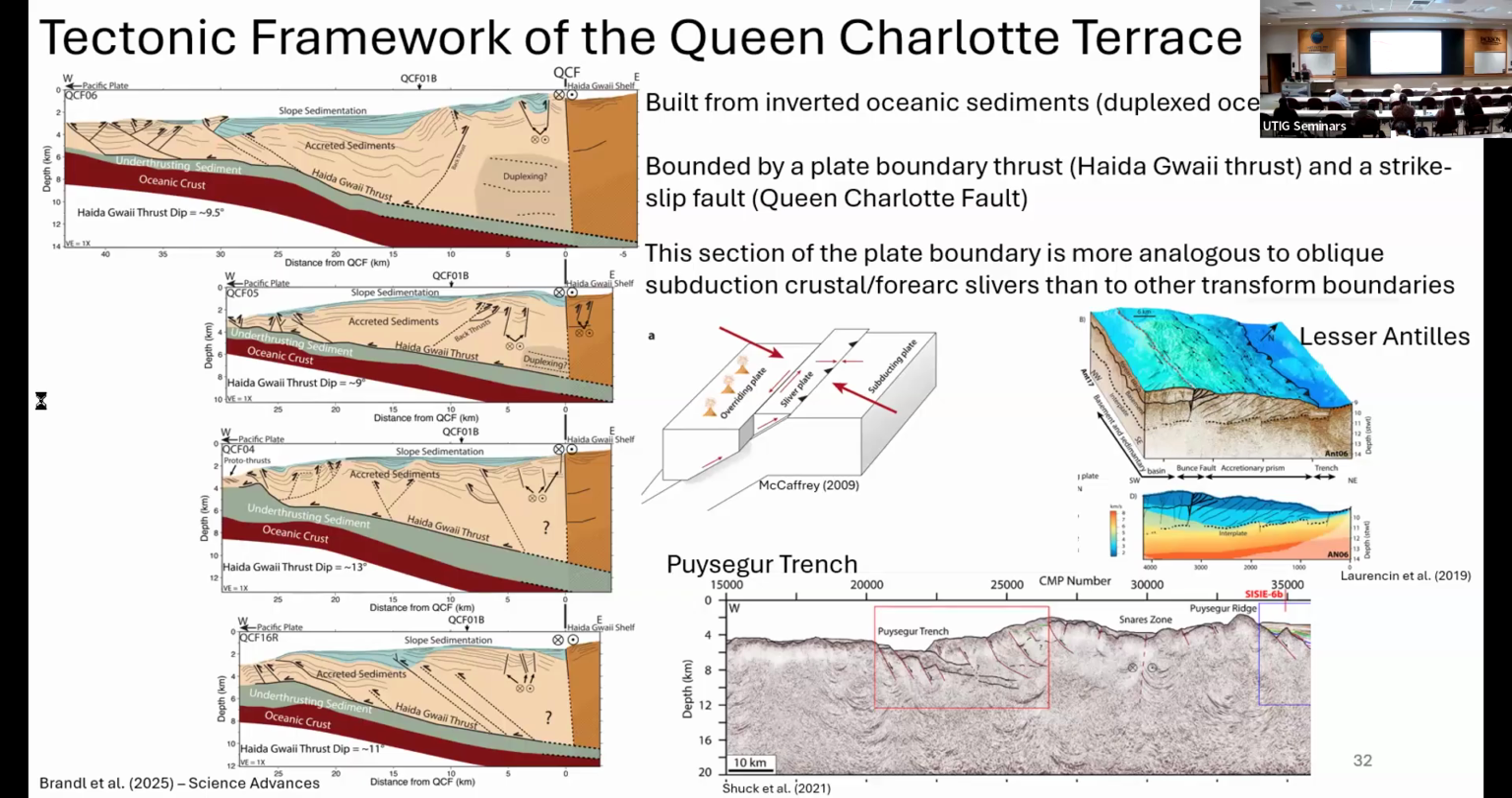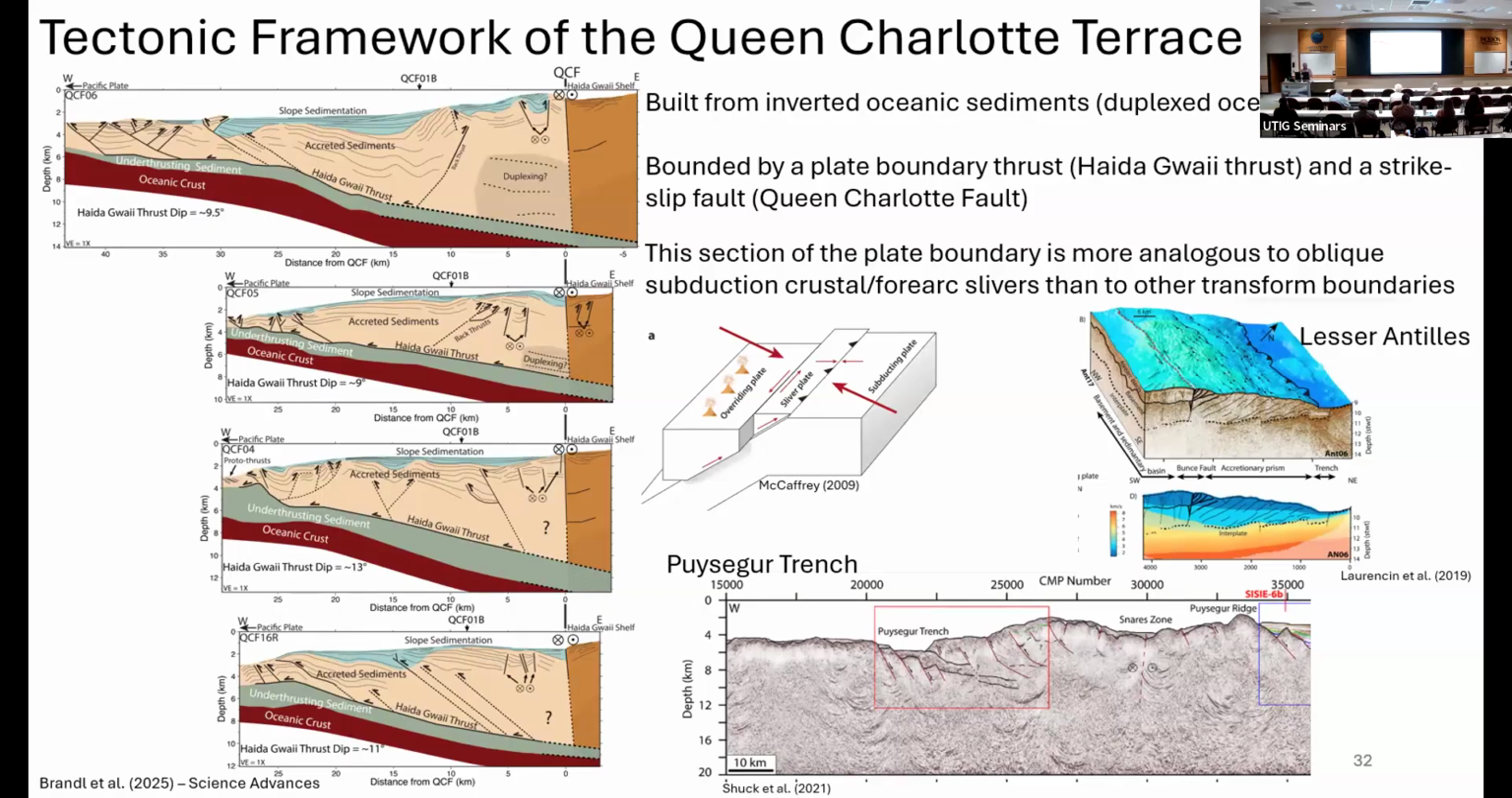The Queen Charlotte Terrace is bounded by the Haida Gwaii thrust, a plate-boundary-scale thrust fault, and then the Queen Charlotte fault, this strike-slip fault. And what that means is the southern segment of the plate boundary is much more analogous to the crustal slivers that we see at oblique subduction zones than to other transform boundaries.